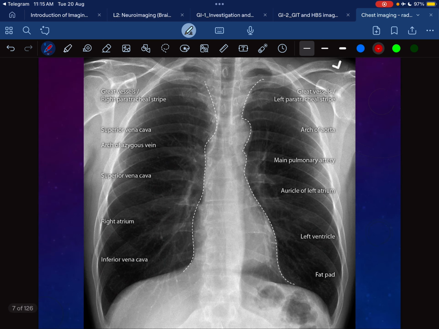Then, this is another example of a different view, the frontal view. It can show you the aortic knob, pulmonary artery, left atrial appendage, left ventricle, left atrium, right atrium, and then you see here the paratracheal stripe around the trachea, and this is the lung zone, and those are the small lines. This is the normal vascularity of the lung.